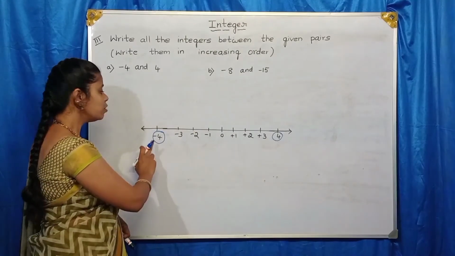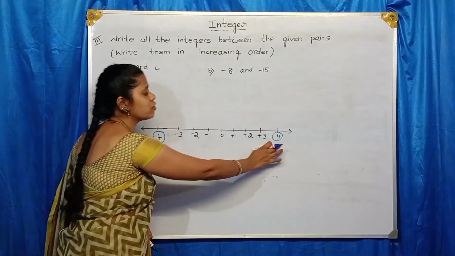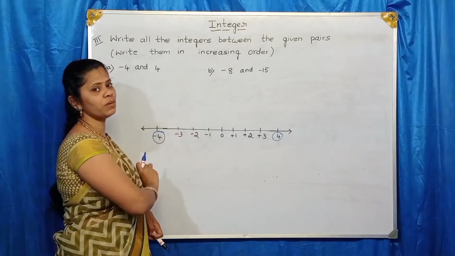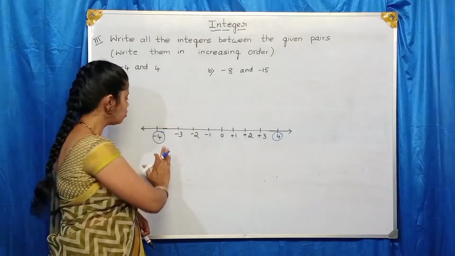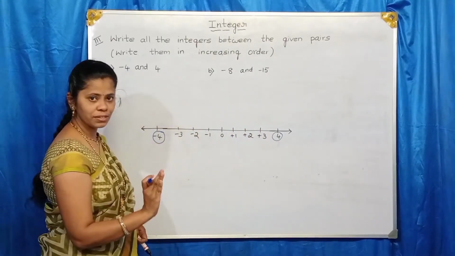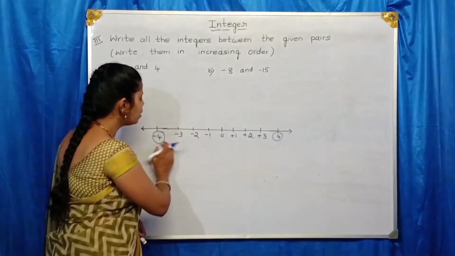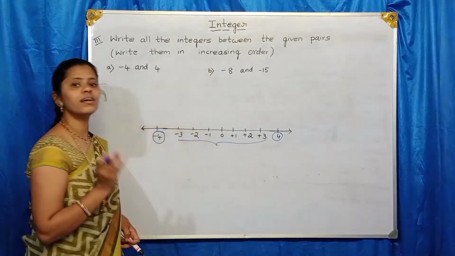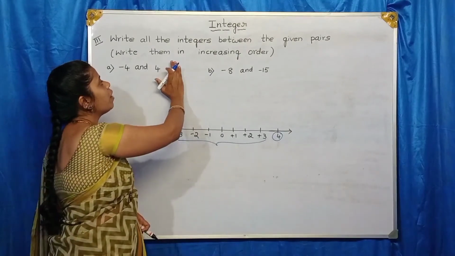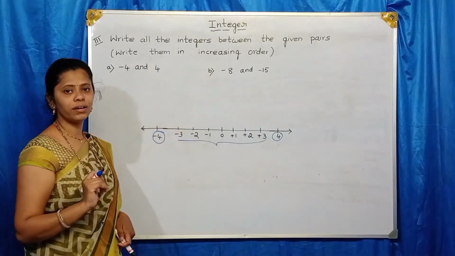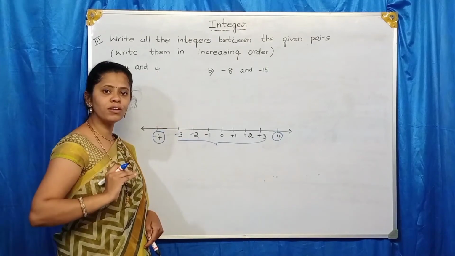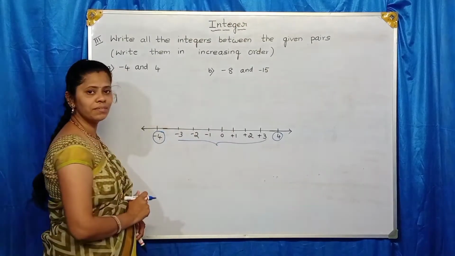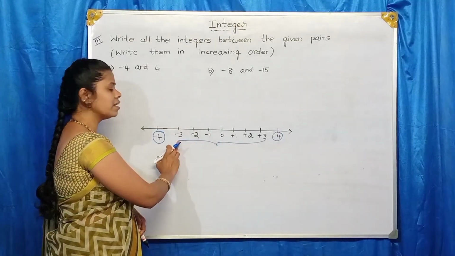See here, you should not write -4 and +4 because they are asking the numbers which come in between these two numbers. When they have asked like this, you should not consider these two numbers. You have to just write the numbers which come in between these two numbers. But we have to write them in increasing order. Increasing order means from small to big, isn't it? So, which is the smallest number in this? The smallest number is -3.